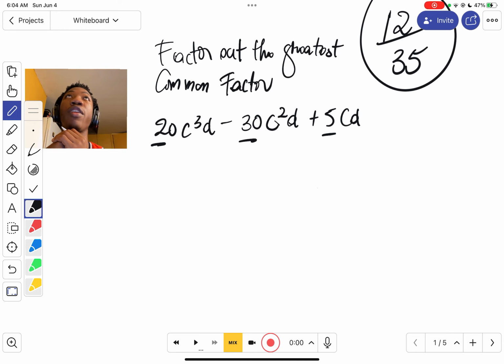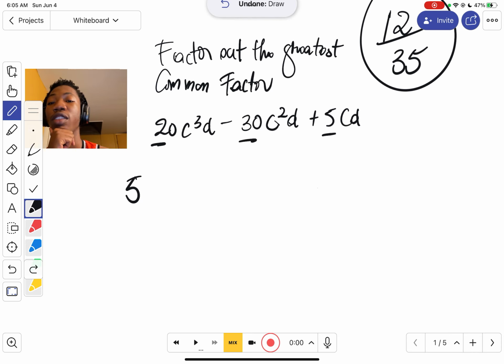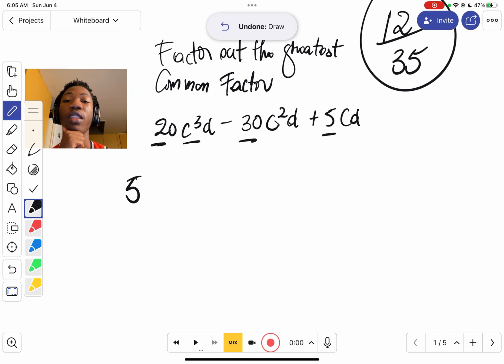So we need to find a number that will easily divide all those numbers, and the only number I'm thinking about right now is 5. So we're going to pick 5. Can we just pick 5 this way and do it? No, we can't, because they are also sharing stuff together that we need to take care of. They are also sharing C, D, CD, and CD.